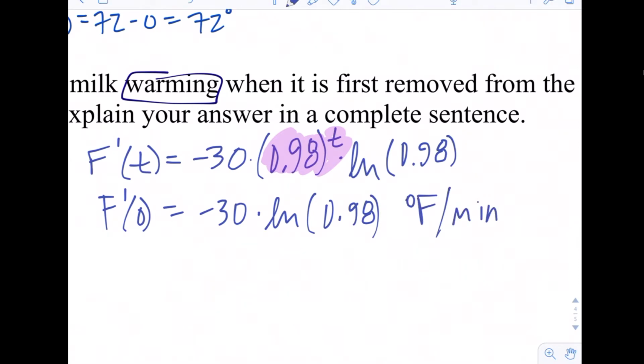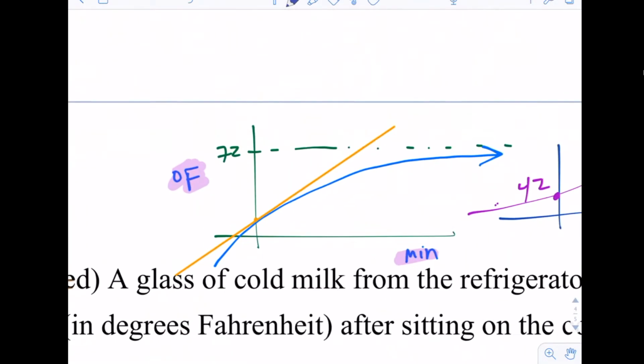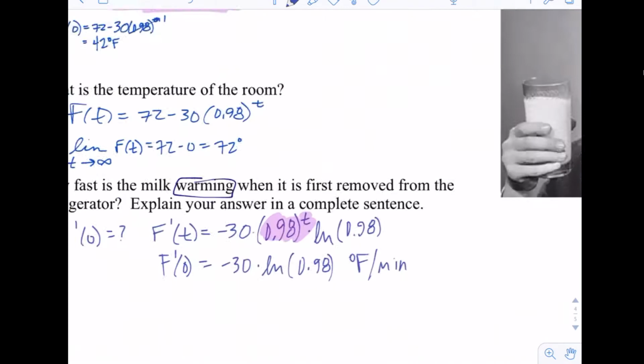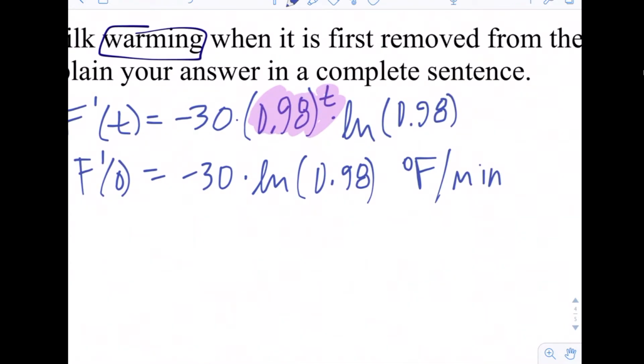Now, that number should be what, a positive or a negative number? Negative. Look at the graph. It should be positive. The milk's temperature is increasing. So why is there a negative in front of the 30? Because it's supposed to be there. Yep. But that means that the natural log of 0.98 must be what type of number? It must be a negative number, and it is.